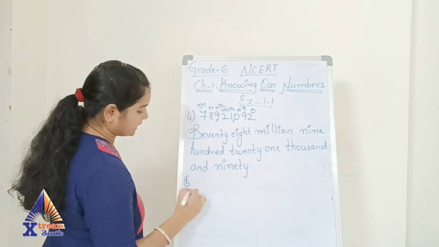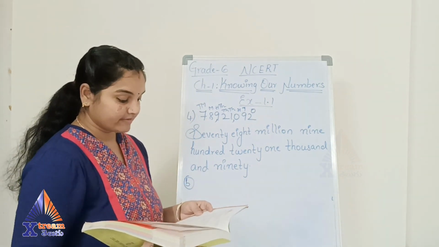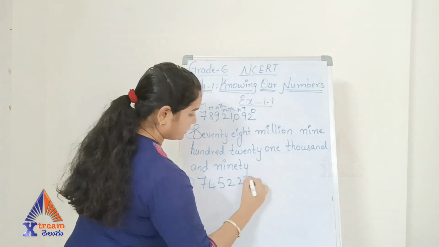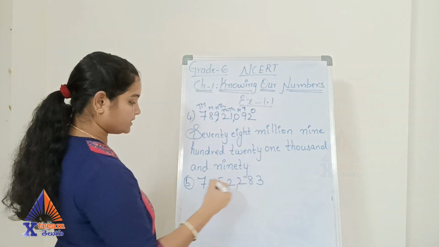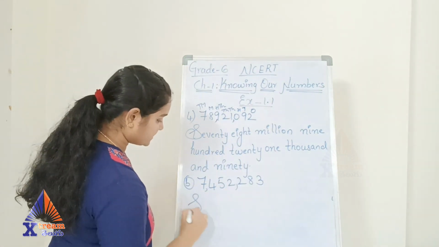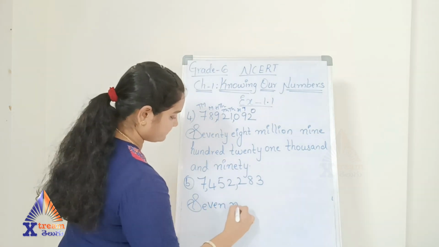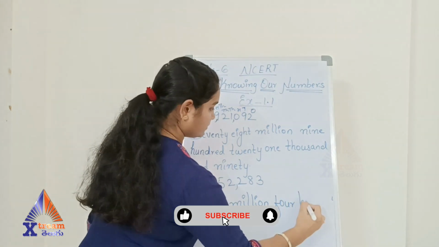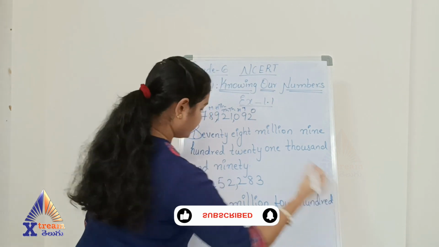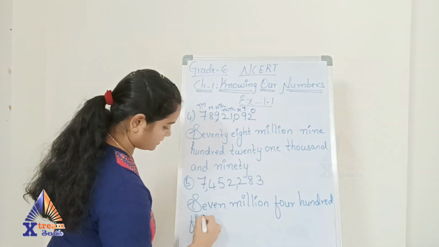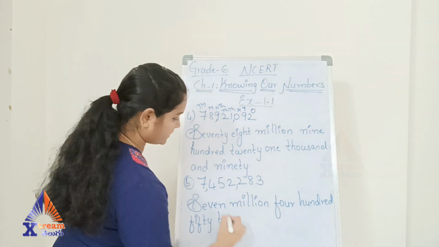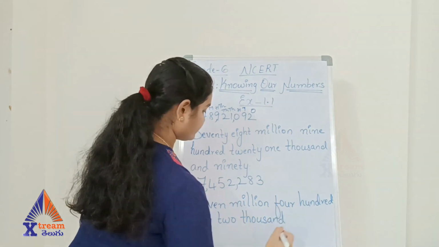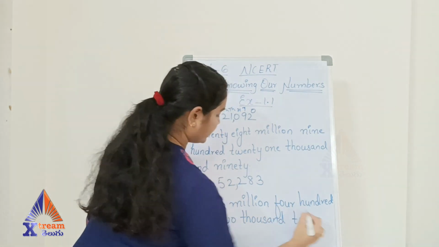Let's see the second one in this. The second number we have is 7452283. So here we have 1, 2, 3, 1, 2, 3. So we write it as 7 million 400 52,000 283.